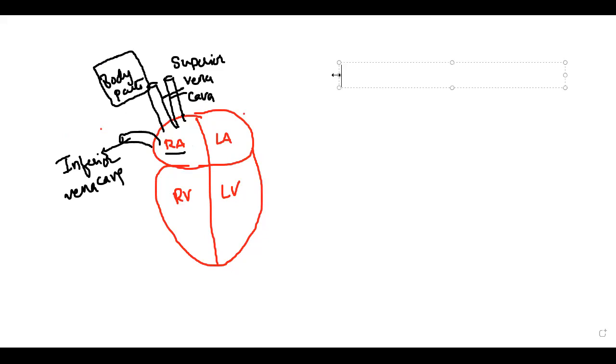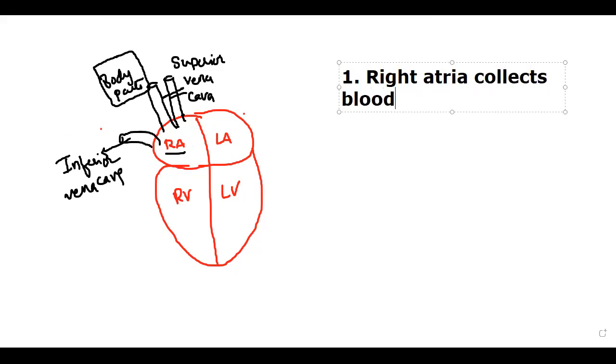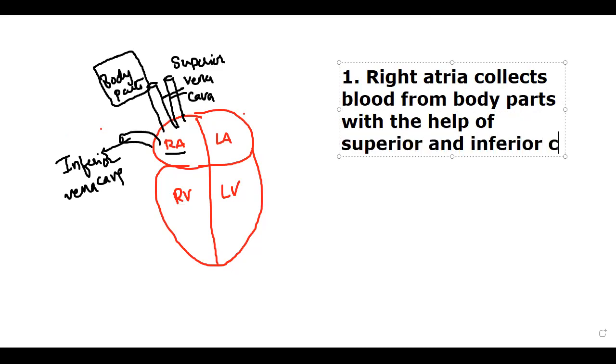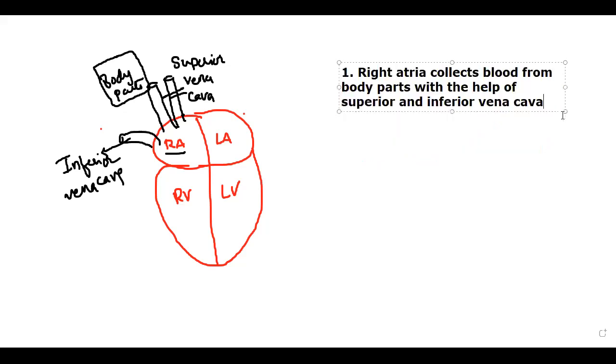so I am writing here, yes, right atria collects blood from body parts with the help of superior vena cava and inferior vena cava. What kind of blood does it collect? If you say in the angle of breathing and exchange, we can say it collects the deoxygenated blood from there. Okay, so this is over.